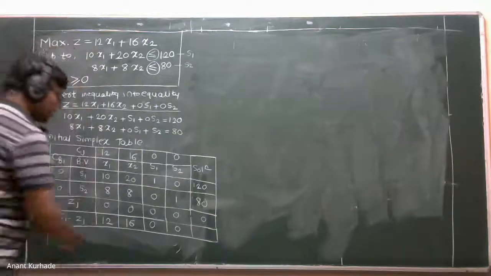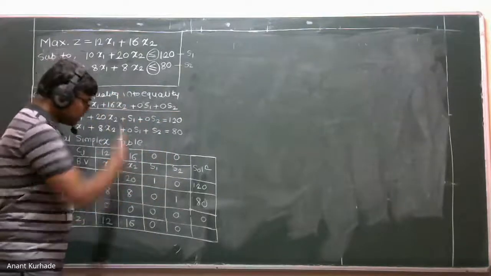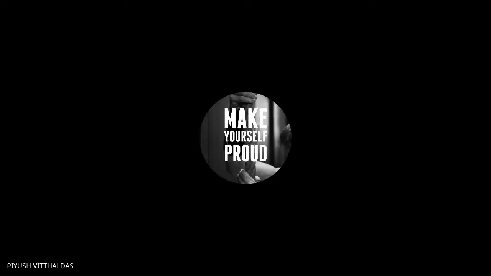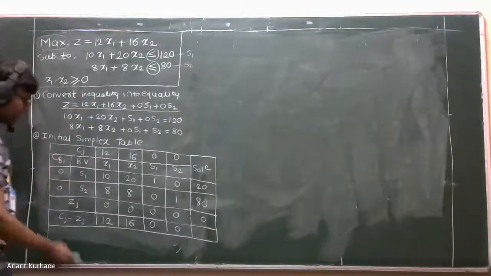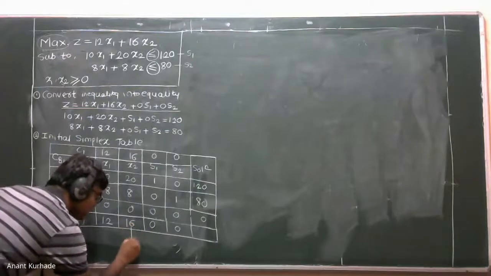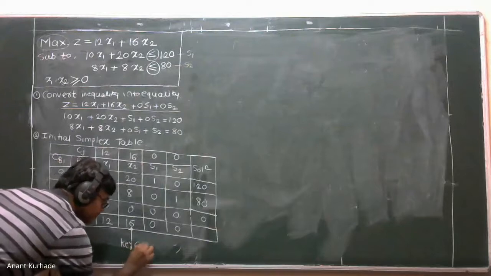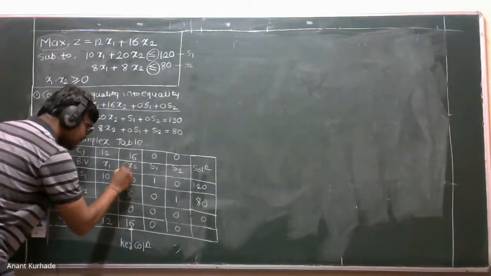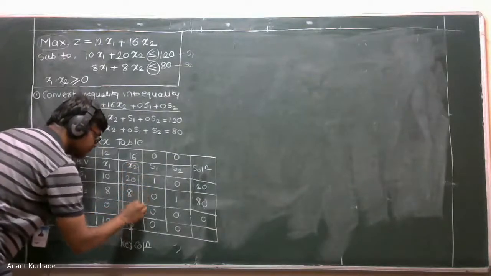Which one is the key column? First, second, third, fourth. We have 4 columns. Out of these 4, which one is the key column? Second column, because the problem is maximization. So try to find the maximum value of Cj minus Zj. You can make an arrow here and write it is the key column. Round it, and this is the key column.